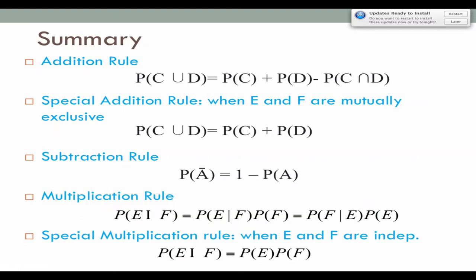So here's the summary. We summarize all the rules we have been going through so far. The first one is the addition rule. The probability of C union D is P(C) plus P(D) minus the probability of the intersection of those two events. A special addition rule is that whenever C and D are mutually exclusive, the probability of C union D is just the sum of those two single probabilities. Subtraction rule: given the probability of event A, you can figure out the probability of the complement of A.